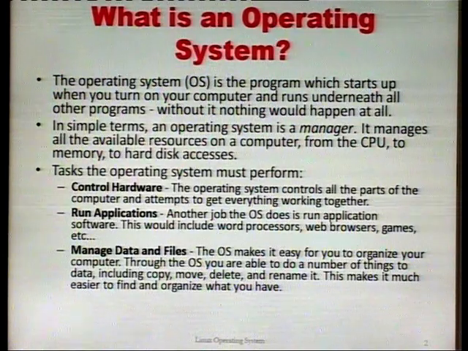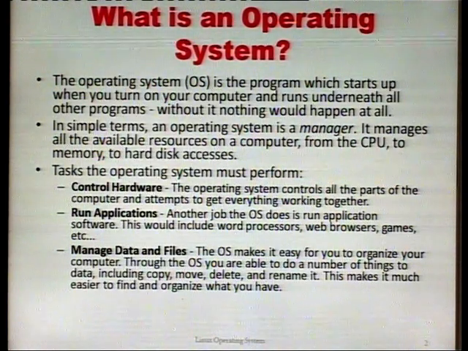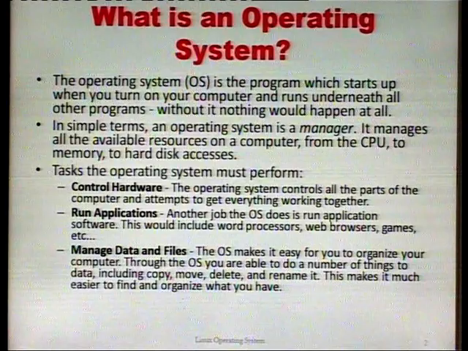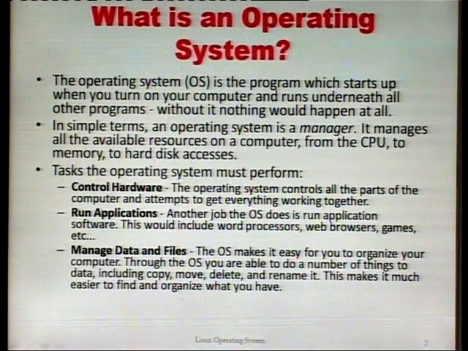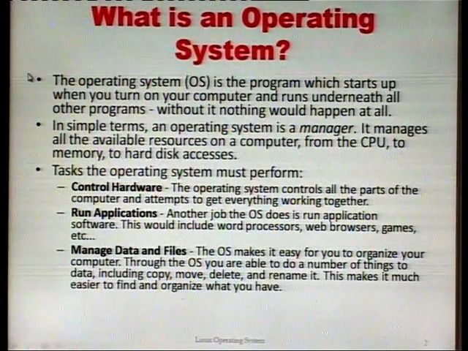The second is to run applications. Another job an operating system does is run application software. This means the operating system helps to run all other software on your computer, including word processors, web browsers, games, etc.